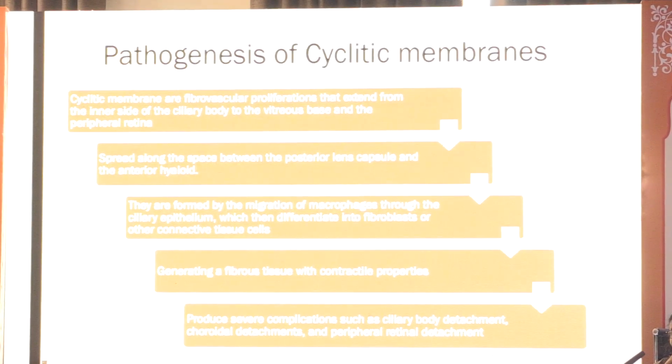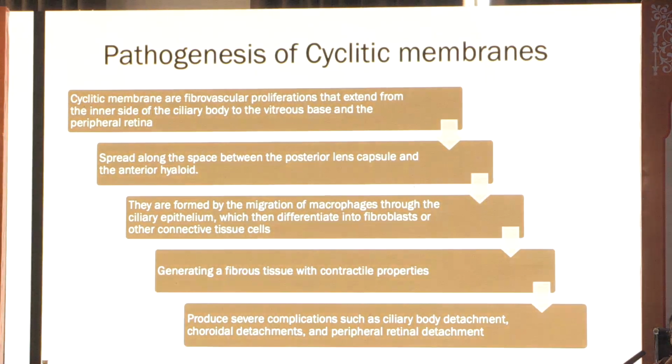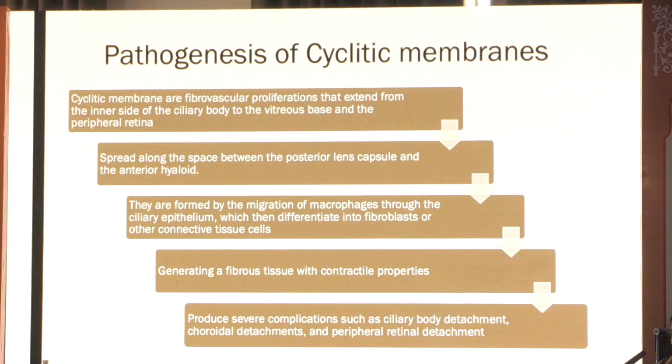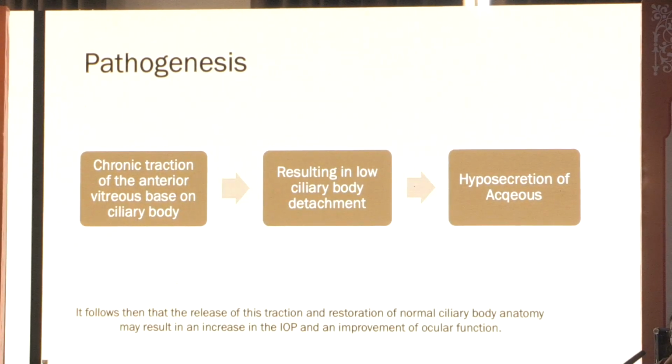So what are cyclitic membranes? These are fibrovascular proliferations which grow on the ciliary body over to the vitreous base and even onto the peripheral retina. So it is important that they cover this whole area. They spread along this, and when they cause fibrosis, they have fibroblasts. They have contractile properties, and this contraction can pull the ciliary body, causing detachment and leading on to hypotony, and that is where we have hyposecretion of aqueous.